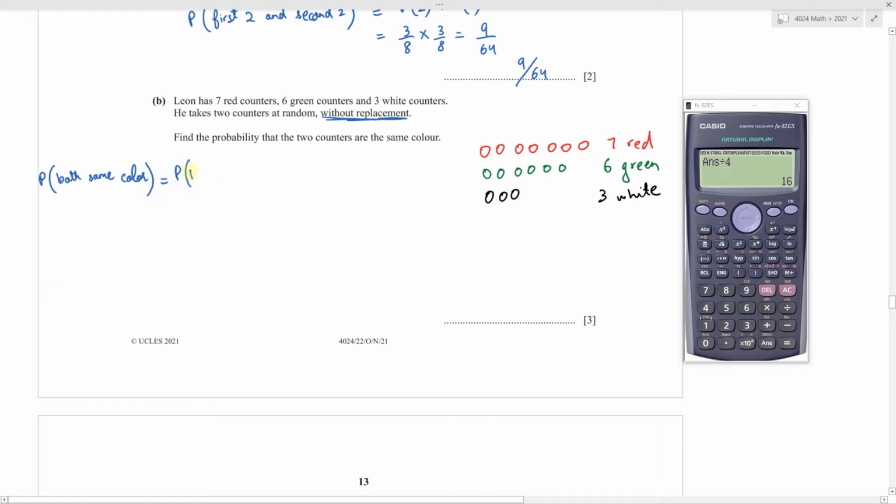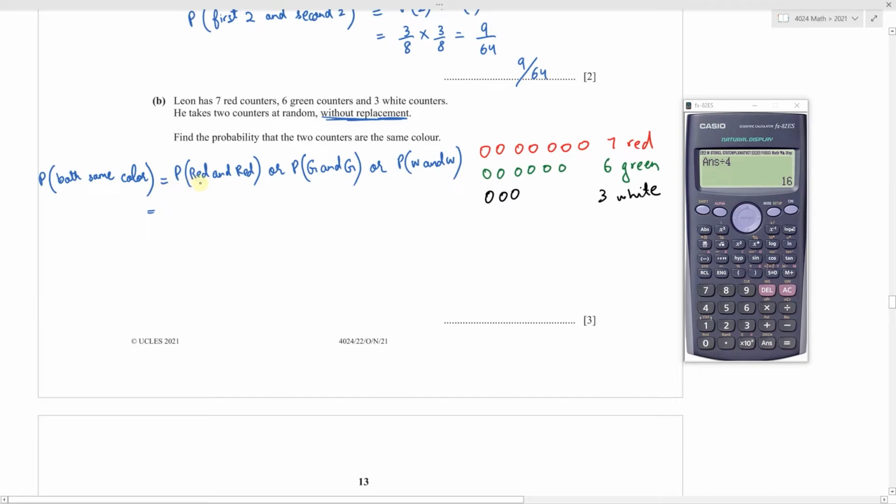So probability that you get red the first time and red on your second pick as well. Or you can also have probability that you get green the first time and green the second time as well. Or the third possible way of getting same color is you get white the first time and white the second time. So these are the 3 possible cases that you get both reds, or you get both greens, or you get both whites. In the end, you will have 2 counters with the same color.